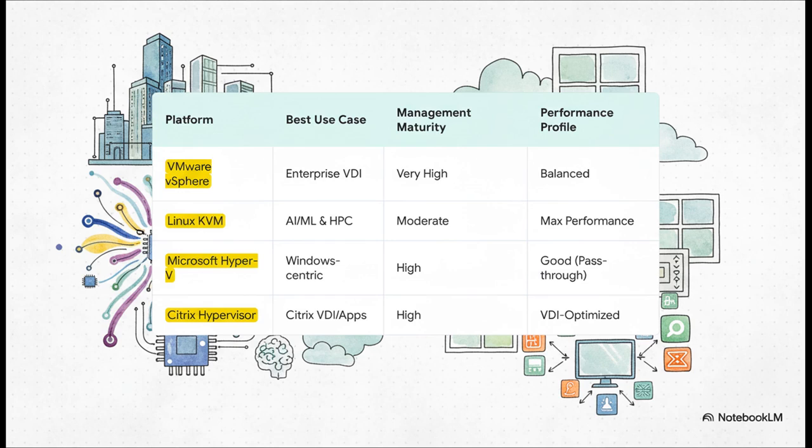I love this table because it just lays it all out so clearly. You can see at a glance how these platforms stack up. Are you a big enterprise VDI shop? vSphere is probably on your shortlist. Need every last drop of performance for AI? You're looking at KVM. It really all boils down to matching the platform to what you're actually trying to do.